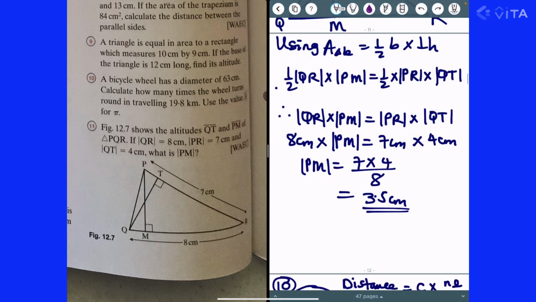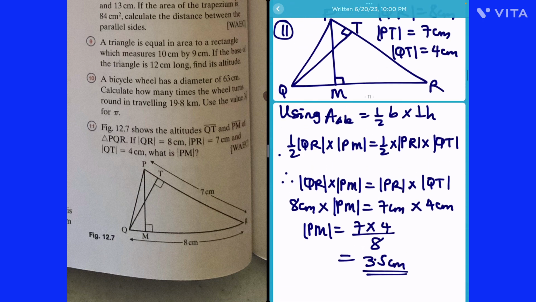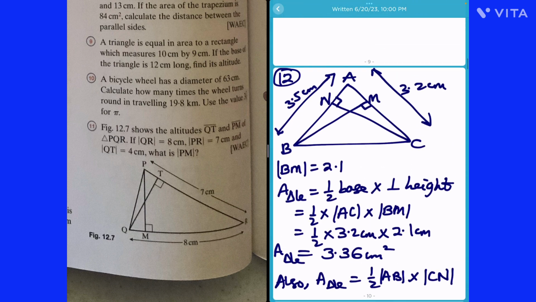So that's what I've written here, as you can see. Check very well. So we divide out the half. You have QR times PM is equal to PR times QT. You understand? That gives 8 times PM is 7 times 4. And PM will be 7 times 4 over 8. That's 3.5. So let's go to question 12.